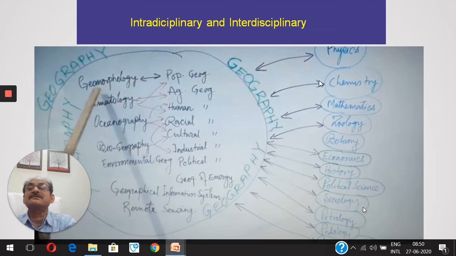Then we can easily understand the difference between intradisciplinary and interdisciplinary. Geography is all internal subject, that is called intradisciplinary. But if you connect with physics, chemistry, mathematics and all the basic sciences, or the humanities, or the engineering sciences or engineering topics, then you have entered interdisciplinary areas. So this is the simple chart. Maybe you can understand the difference. I will show you that in a simple way in the next slide.